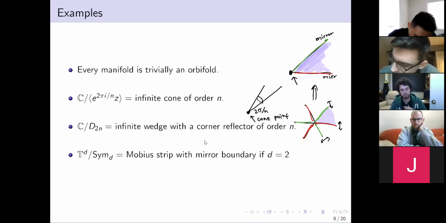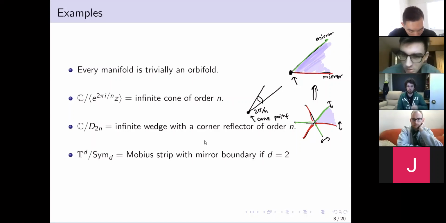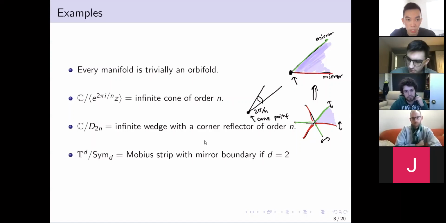This is a mirror. I mean, topologically, this is just a one-dimensional boundary, really. And then the other example over here that I have is if I have the d-dimensional torus, and then the group acting on it is the group of permutations of the set of the elements.